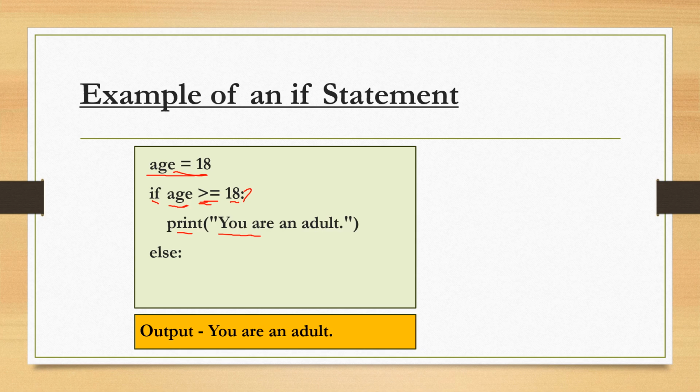Now what will happen if the person is not 18 plus, or his age is under 18? What will be printed there? So we use the else statement. We are going to see what the else statement is in further slides. So else, we will print you are not an adult. This is the else, and this is the indentation we have provided there. As we can see, age is equal to 18, so it matches this condition and returns true. So you are an adult will be printed. This will be our output. This is a very simple example of the if statement.